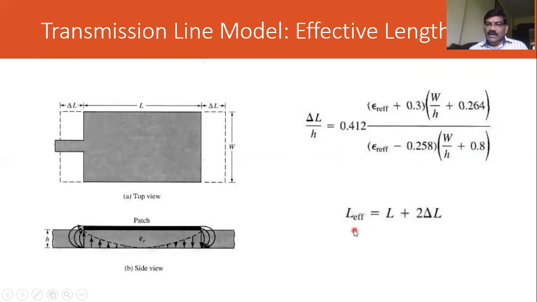When you calculate the effective length, it can be calculated by adding this part. So why 2 times delta L? Because this delta L is on this side and this side, both sides. So 2 times delta L is added, and this will be your effective length. Accordingly, you can calculate the actual length and the effective length. This is the important thing for the calculation of the length. So one thing we have calculated, that is the effective dielectric constant, then the effective length L, that also we have calculated. So these two things we have done.